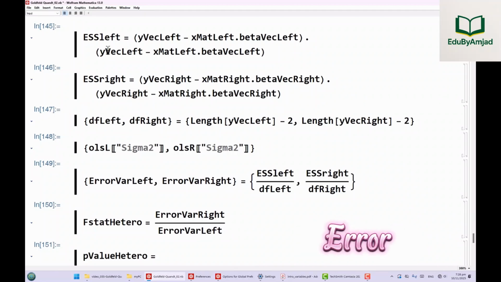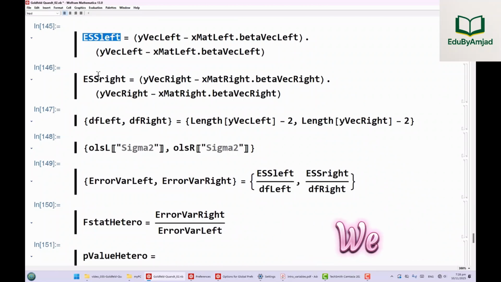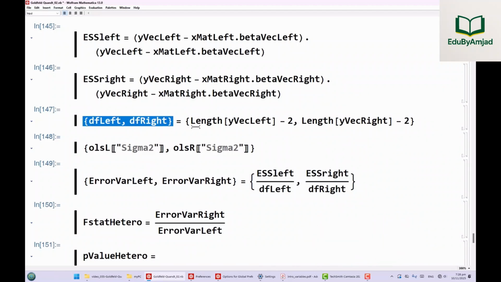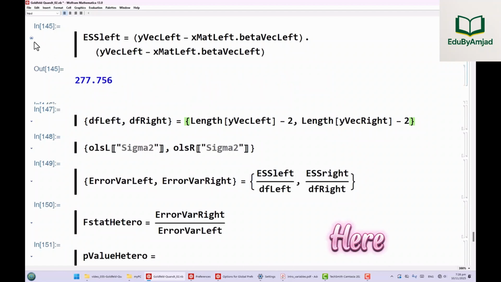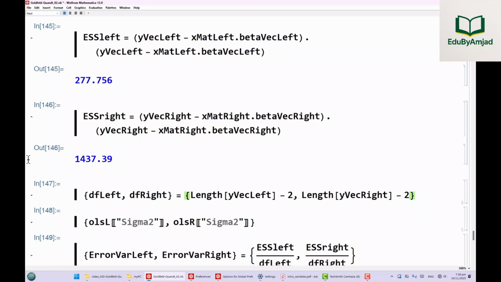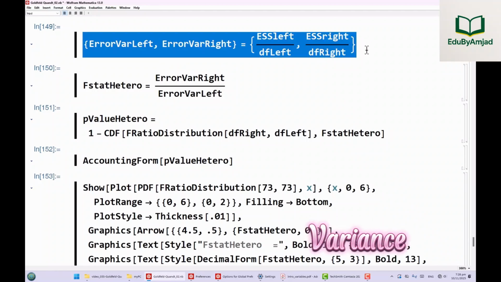To calculate the error variances of the 2 regressions, we need the residual sums of squares and the degrees of freedom for each group. Here we estimate these 4 required quantities. And finally, we obtain the error variance left and the error variance right.